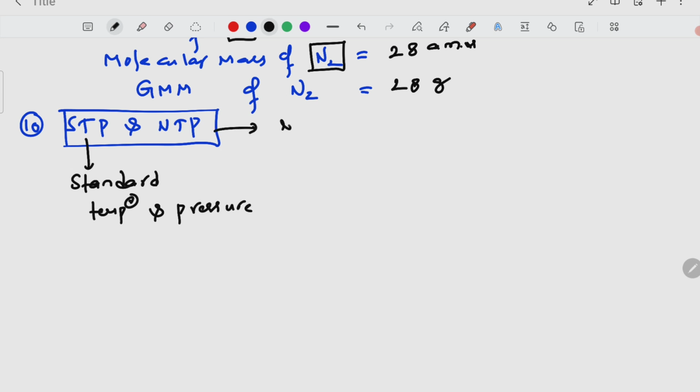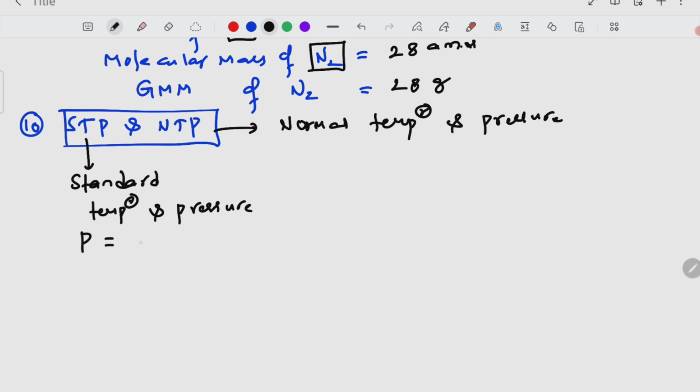NTP meaning: normal temperature and pressure. These two terms should be very clear to each and everyone, because the upcoming numericals are based on these two. However, we consider almost these two as synonyms, common. Standard temperature and pressure for STP.